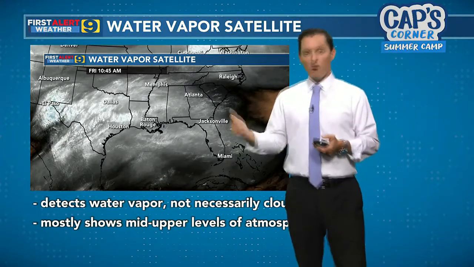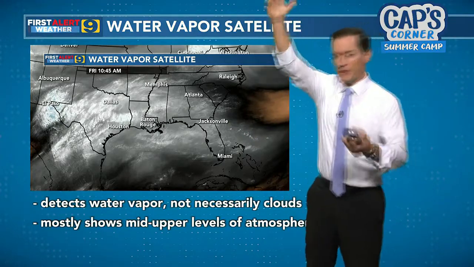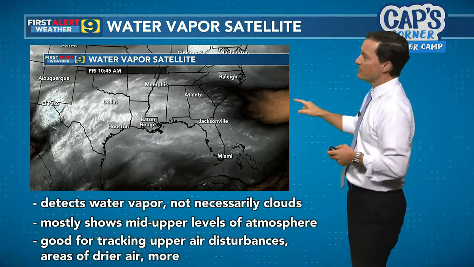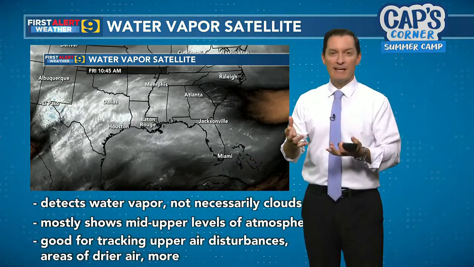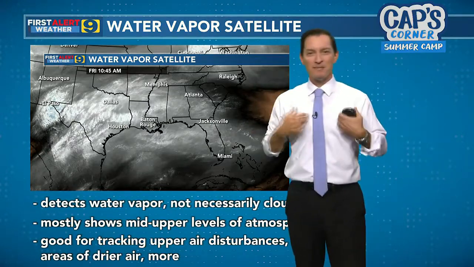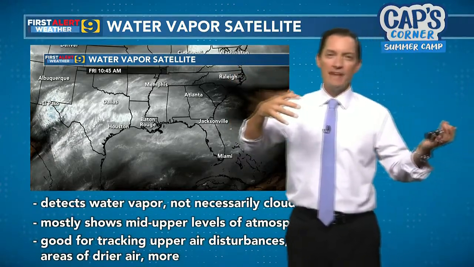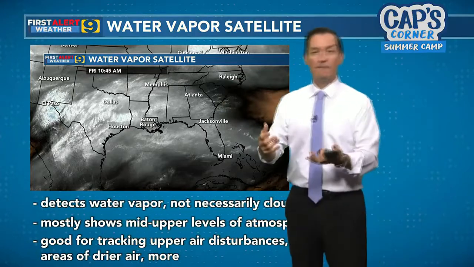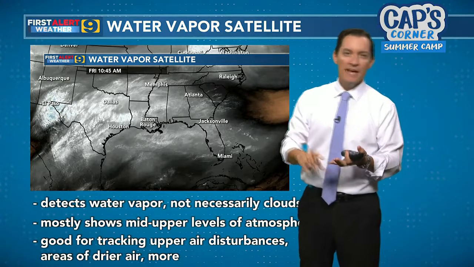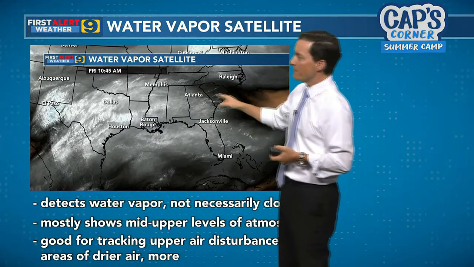Now, when we use the water vapor, this focuses more on the mid and upper part of our atmosphere, not so much what's happening closer to the ground. So this type of satellite imagery can be good for tracking what we call upper air disturbances. What is that? Well, an upper air disturbance in weather and meteorology is a little feature that'll be moving through the atmosphere that will often lead to clouds developing, maybe rain and storms, and we can more easily pick up on some of those features on the water vapor satellite image.